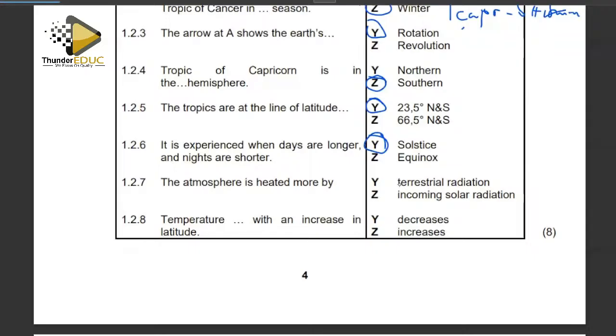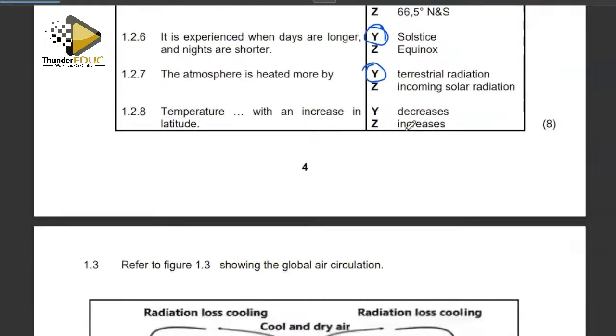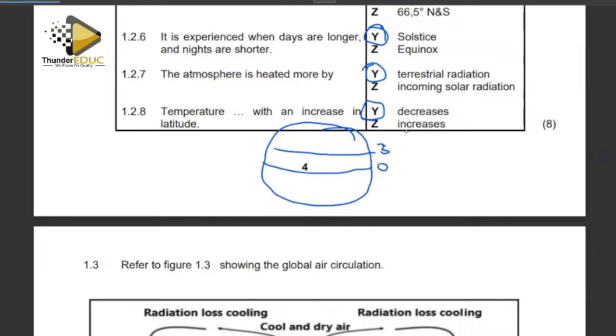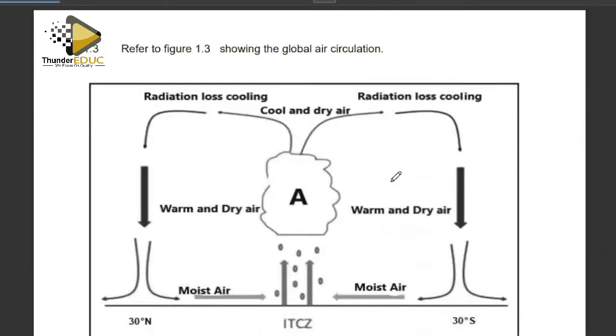The atmosphere is heated more by terrestrial radiation, which is long wave radiation. Temperature decreases with an increase in latitude. What are we saying here? Our latitude, we are referring to distance from the equator. We have our 0 latitude, and let's say we have our 30, and we have our 60 and 90. An increase in latitude, we're moving from the equator from 0 going to 90 north and from 0 going to 90 south. This is the polar region, it's freezing. So our temperature decreases with an increase in latitude.